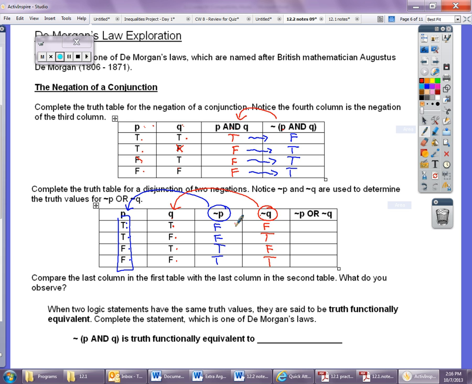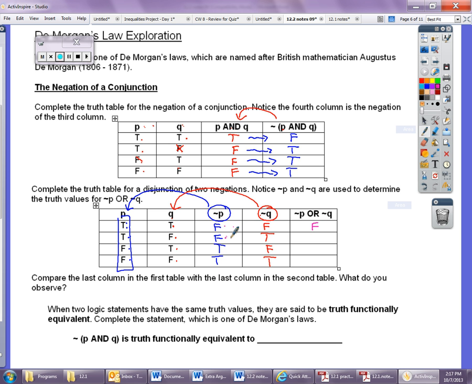Now the next column says not P or not Q. Or means one or the other has to be true. They can both be true, or one or the other. When we look at this first one, false and false, both statements are false. So the or is still going to be false.